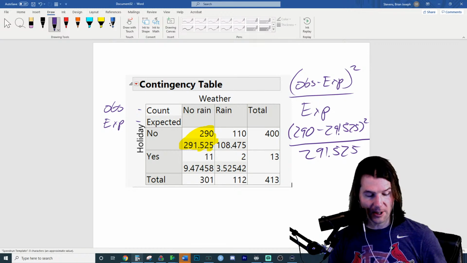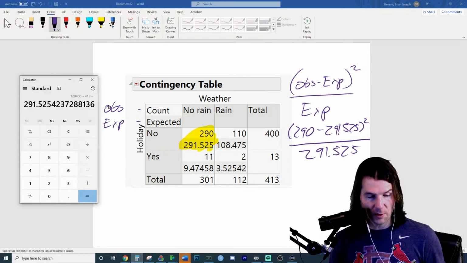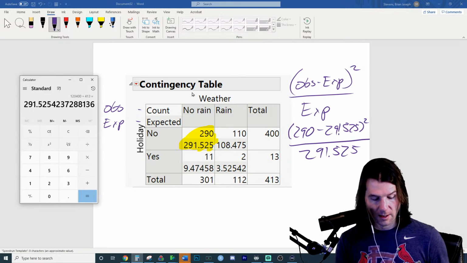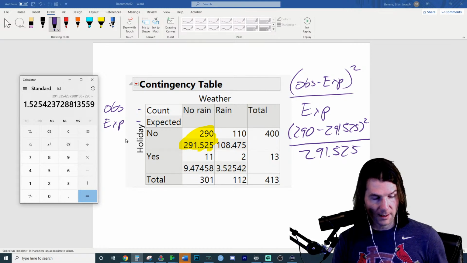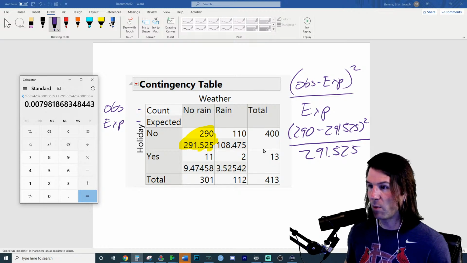Caitlin, great job right there. It's going to be very small because we're dividing by some small numbers. So let's go minus 290 squared, and divide by the expected. Great job, Caitlin. Perfect answer.